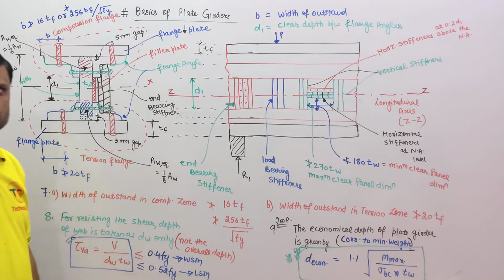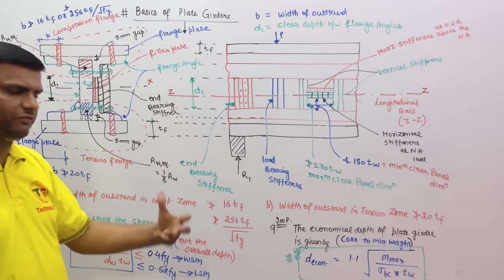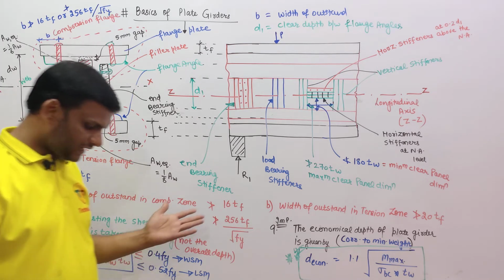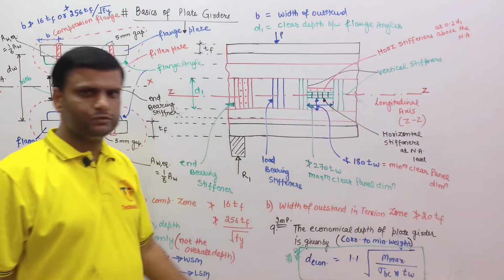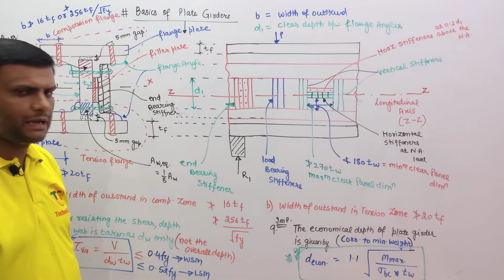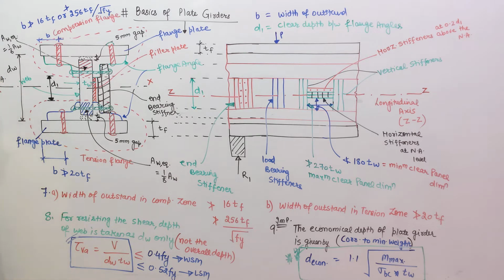Economical depth of plate girder corresponds to minimum weight, not the minimum cost, because minimum weight automatically corresponds to the minimum cost. That is equal to D economic, 1.1 times M maximum divided by sigma BC into TW, whole under root. Okay, now please note it down very fast. After that we will discuss remaining points. Total approximately 30 points are there. Please be careful.